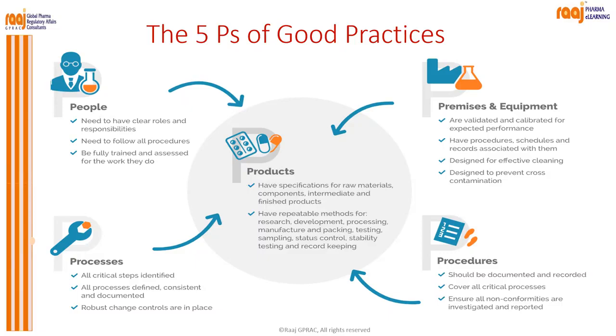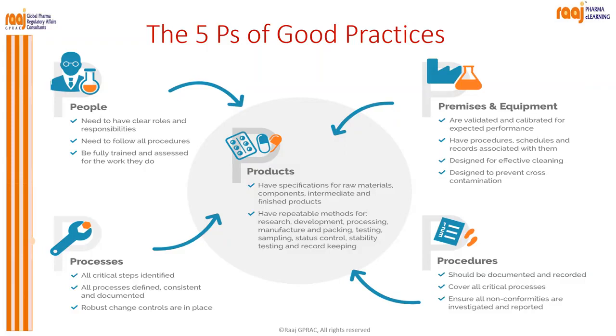You should learn how it is linked with your products, because your product should have specifications for raw material, component, intermediate, finished products, or any other thing which comes in contact with your product, and have repeatable methods for the research, development, processing, manufacture and packing, testing, sampling, status control, stability testing, and record keeping. Okay. So when we learned during our product development, we have covered all these steps, right?